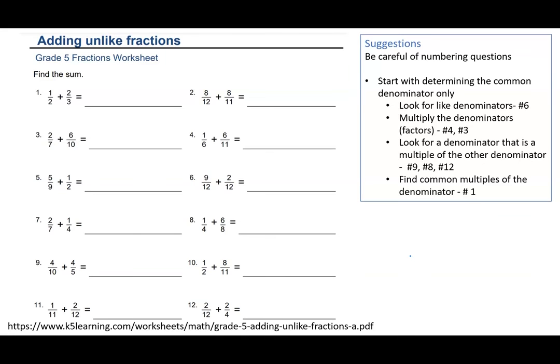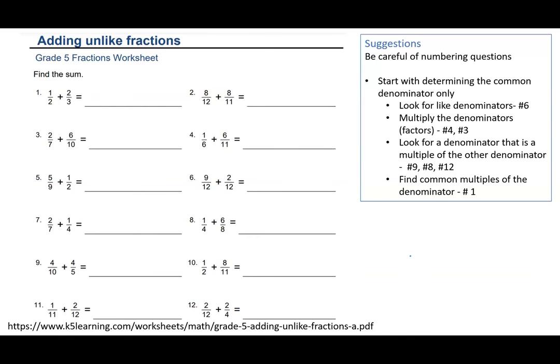Like in number 6, 9/12 plus 2/12. Then I would say, that's a common denominator. Let's do that one. Look for denominators only where you multiply the denominators. So let's look where we can multiply the denominators because it's really easy. Like number 4, I can multiply 6 times 11. That's easy, 66. Number 3, I can multiply 7 times 10.